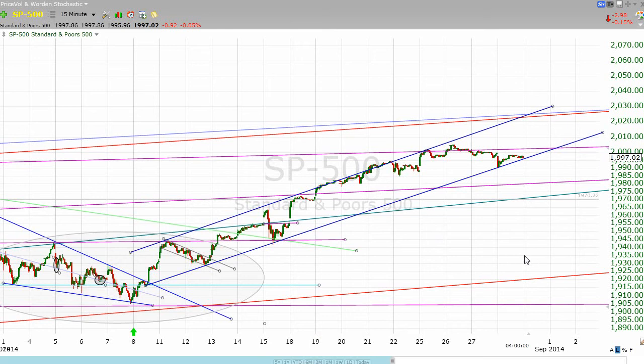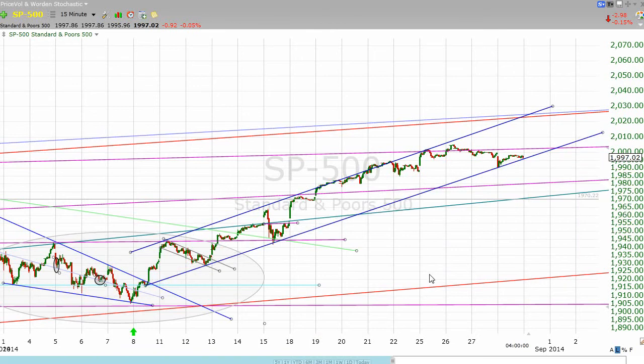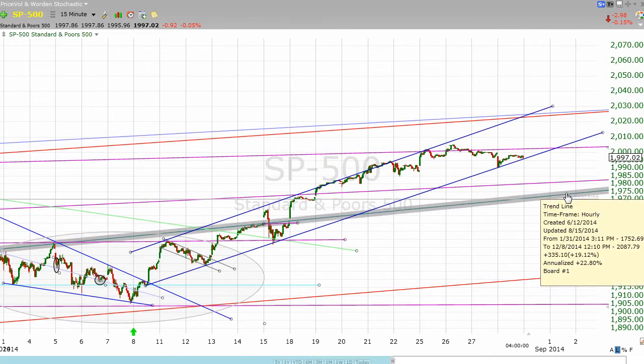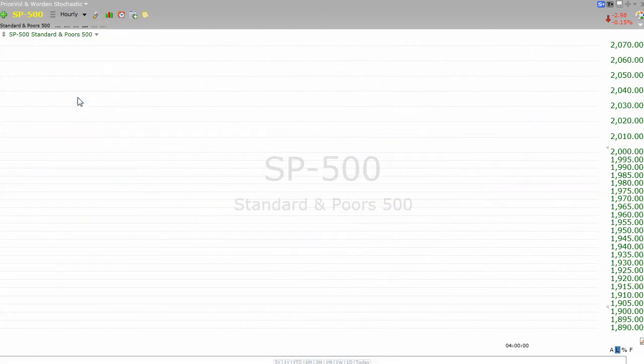So what does all this mean? Well, we're under 2,000 again. If this line breaks, and it would not surprise me one bit if this line breaks, then we're looking for support somewhere in the low to mid 1980s, or if that gives way, then possibly in with this line here in the 1970s.